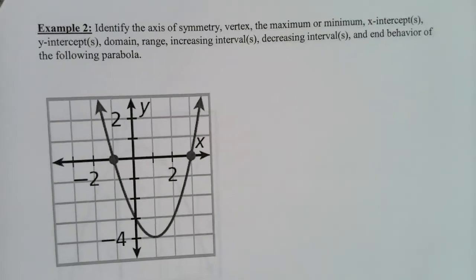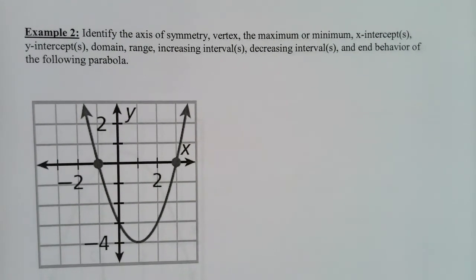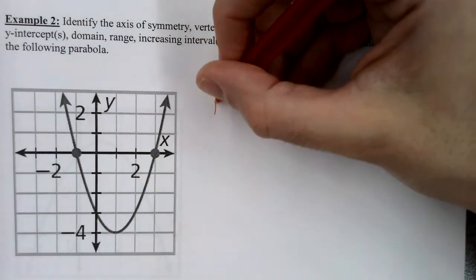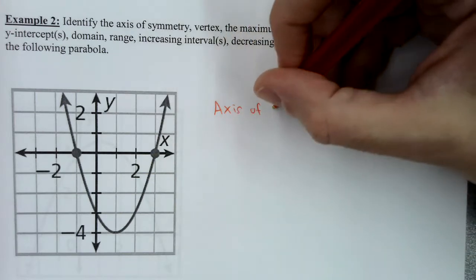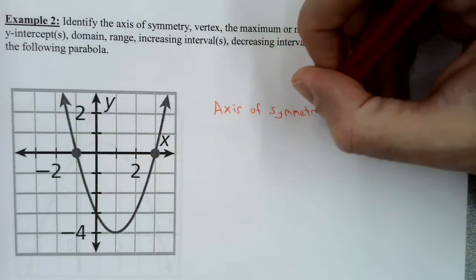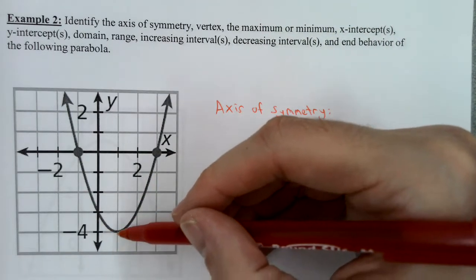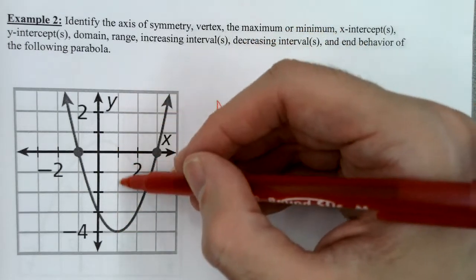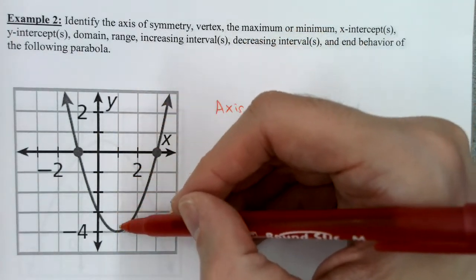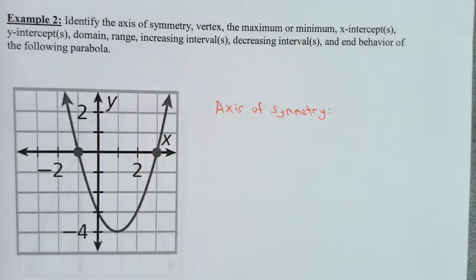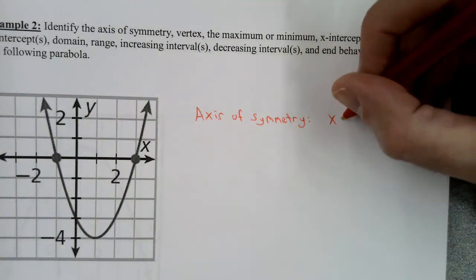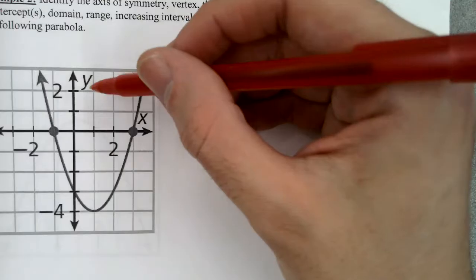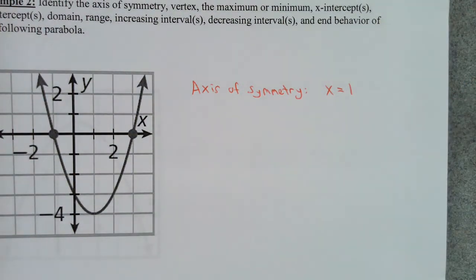Okay, let's go in order. Let's start with the axis of symmetry. I'll start right here. The axis of symmetry is a line that goes through the center of the graph. So in this example, the axis of symmetry would be the vertical line right here. A vertical line is always x equals a number when you write the equation, and the number is 1. So the axis of symmetry, you're going to write down x equals 1. It's a line. If you just put 1, that would be incorrect. It's x equals 1 because it's a line, and that's how you write the equation of that line.